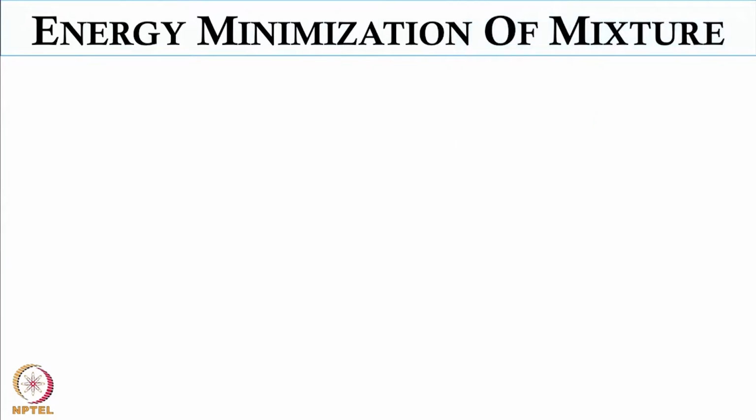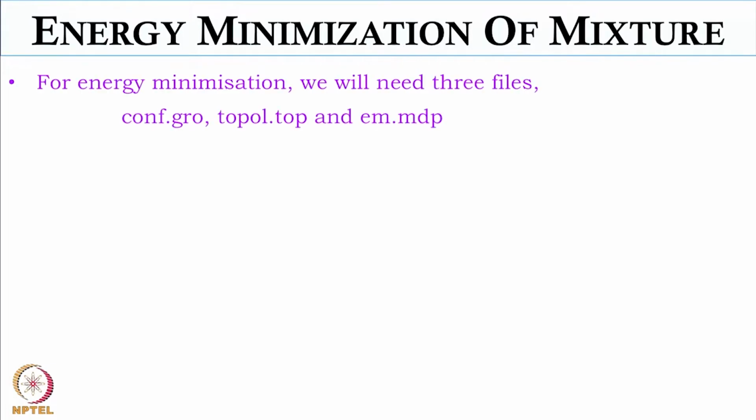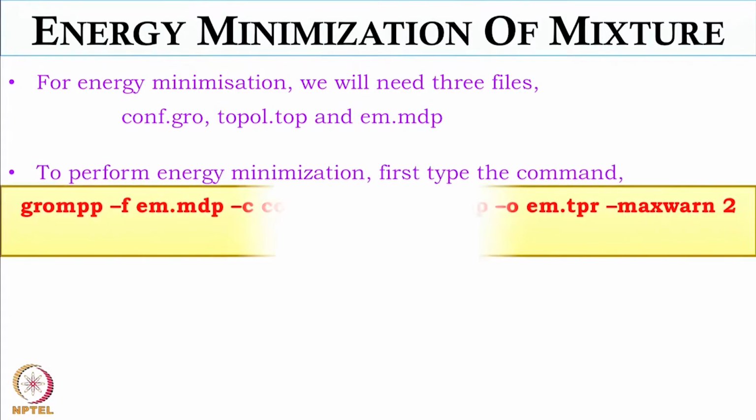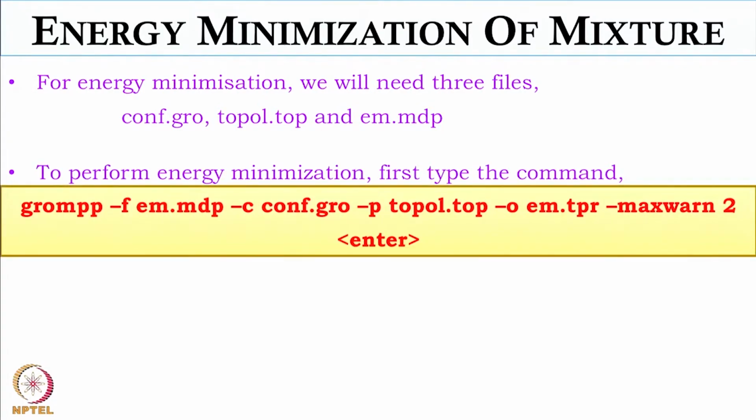And now, since we have the GRO file and the topology file, we'll proceed towards the energy minimization of the mixture. We'll use the same command and the same em.mdp file. So we'll first generate the TPR file using the command grompp. We'll combine the MDP and GRO files. From now onwards there will be only one file, not two, because we have already combined everything into one file.